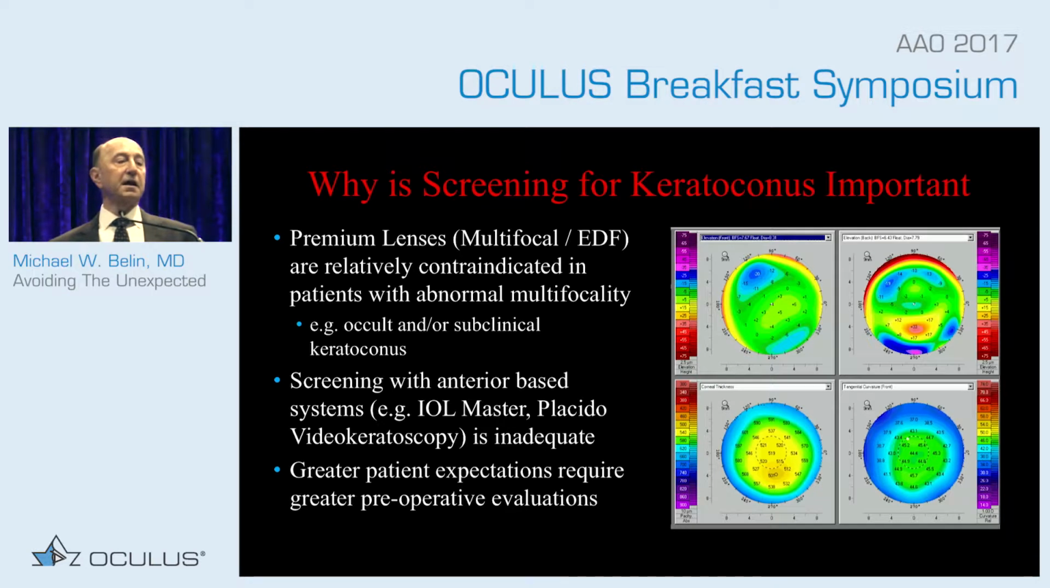And why is that? Why is it important to screen out for abnormalities, particularly occult keratoconus? That's because premium lenses, multifocals, EDF lenses, are relatively contraindicated in patients with abnormal topography. So you do want to look for occult or subclinical keratoconus. I'll show you a better picture of it. This is an example of a patient that would be completely asymptomatic, excellent visual acuity, but has subclinical keratoconus. And this is a relative contraindication for a premium lens, again, multifocal or EDF.